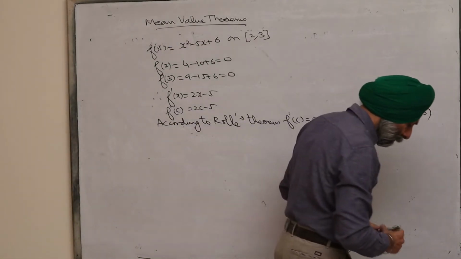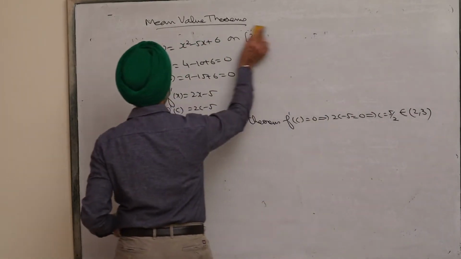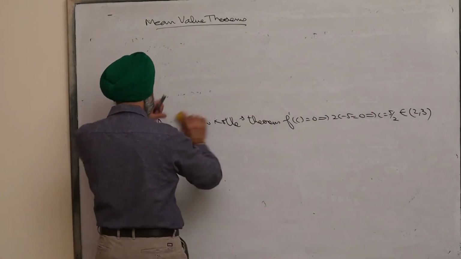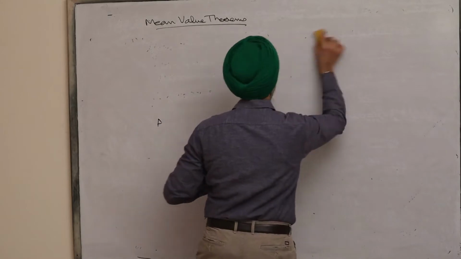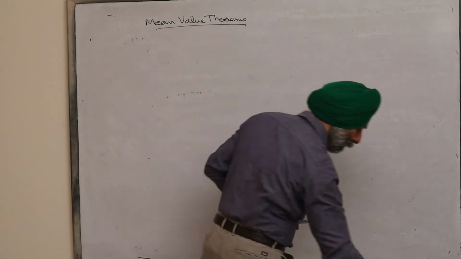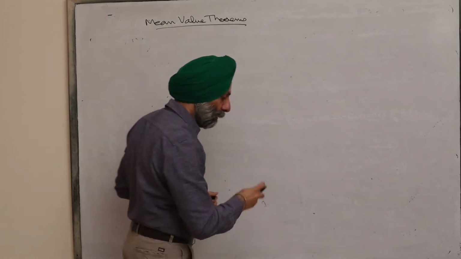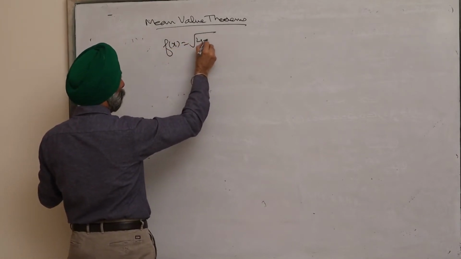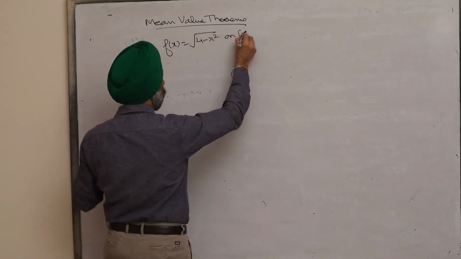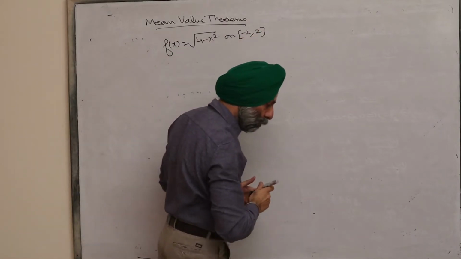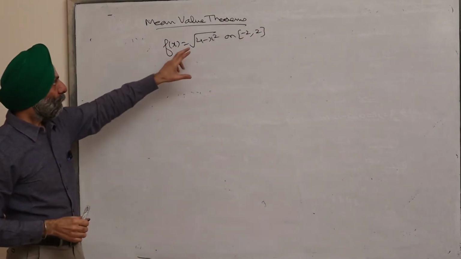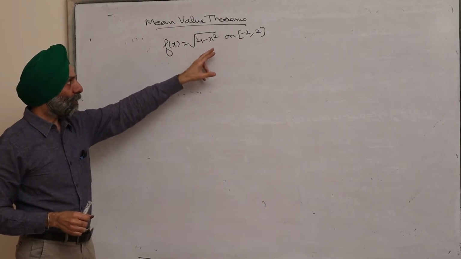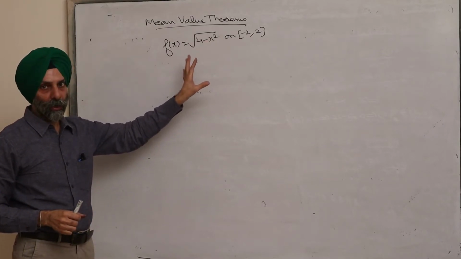Now next is f(x) equal to the square root of (4 − x²) on the interval −2 to 2 here. Now you can see here in this interval, this function is defined in the interval −2 to 2.